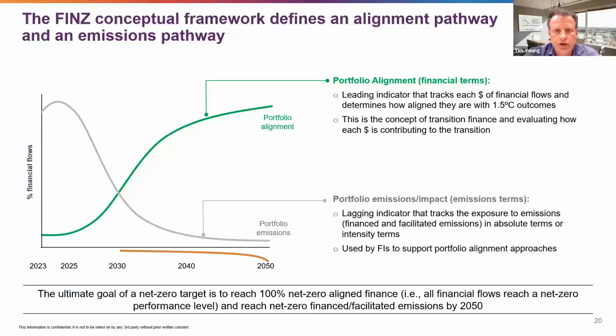So we focus in the near term on portfolio alignment, but we do still require reporting of portfolio emissions. That's required under criteria FINS C17. But the overall attention in the near term is focusing on the leading indicator, which is portfolio alignment.